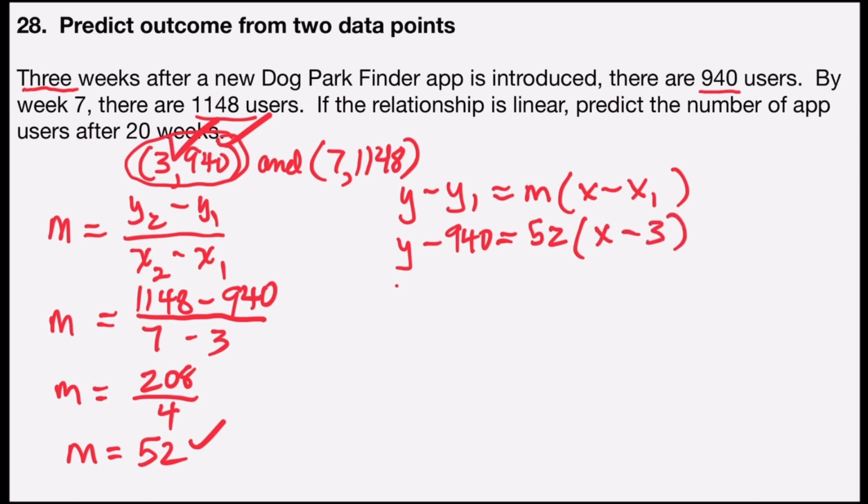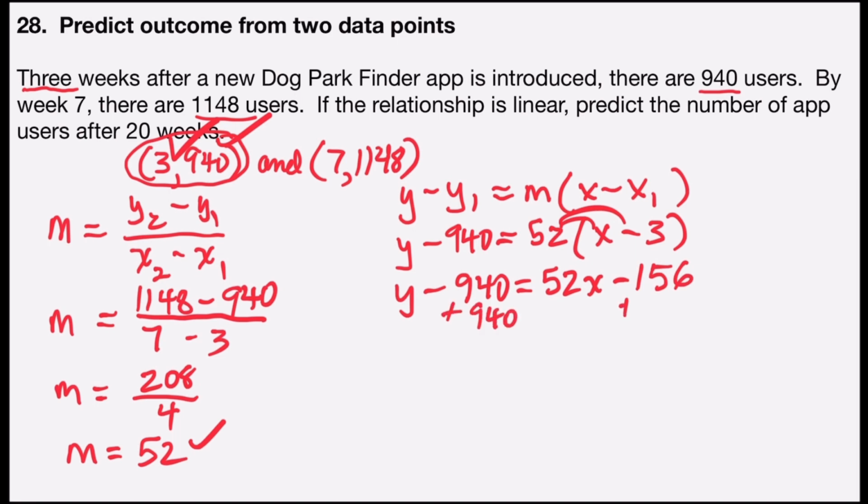So now I'll simplify. Y minus 940, I have a distributive property. 52 times x is 52x, and 52 times 3 is 156. Now I'll add 940 to both sides in order to get y by itself, so it says y equals, and I would find out that y equals 52x plus 784.